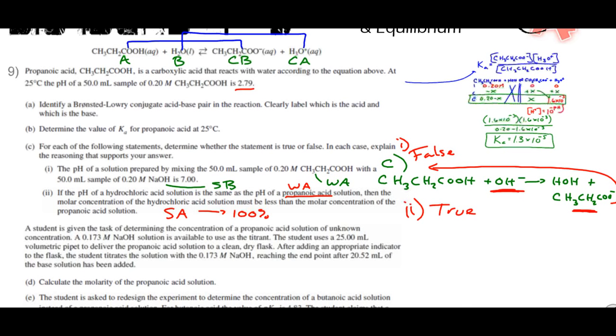You would need a lot less because more of it will always go to the product side in a strong acid compared to a weak acid. So that would be my justification: it dissociates 100%, so you will have less of a concentration to reach the same amount of product.